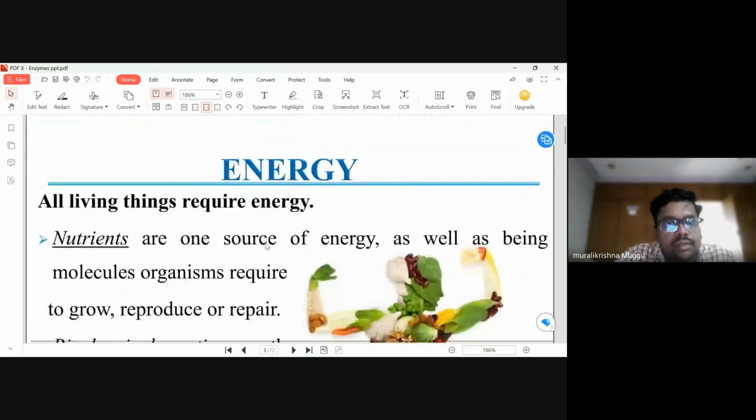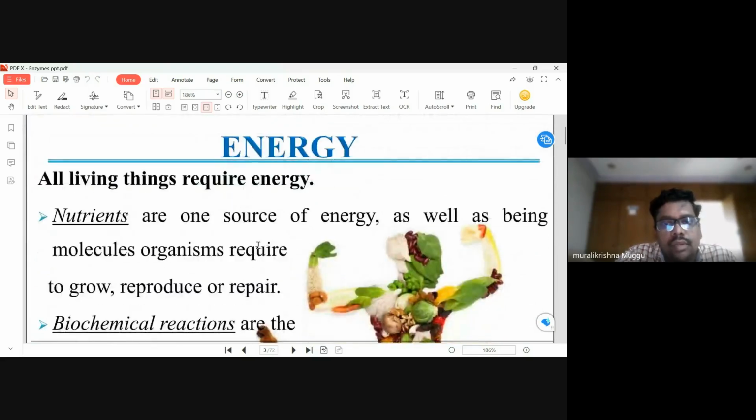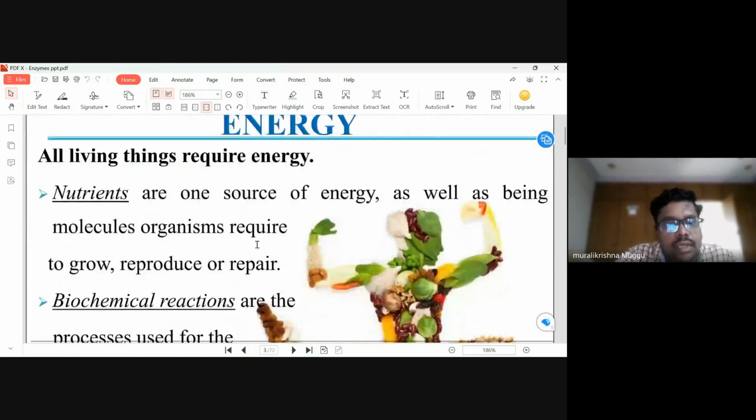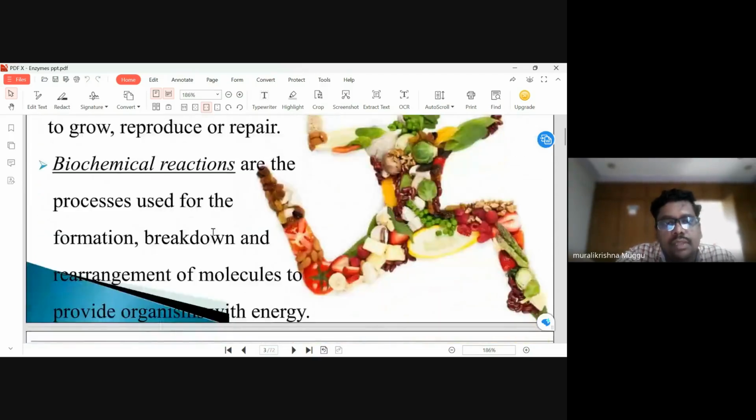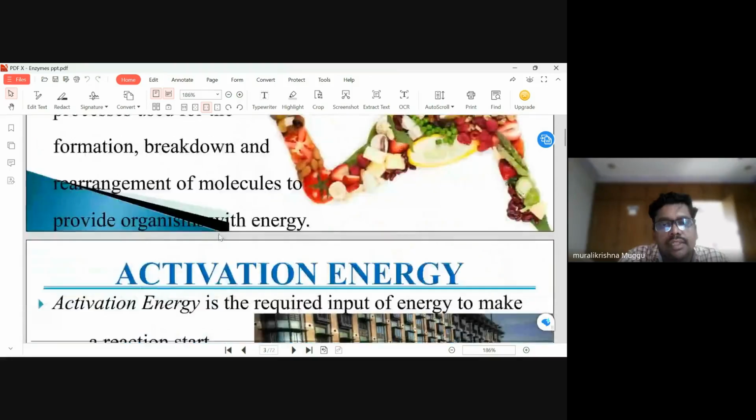Every person requires energy. Nutrients are one of the sources of energy, as well as being molecules that organisms require to grow, reproduce or repair. Generally we require all these nutrients for the cells to grow, reproduce and repair. Biochemical reactions are the reactions or processes used for the formation, breakdown and rearrangement of molecules to provide organisms with energy. Those reactions we call biochemical reactions.